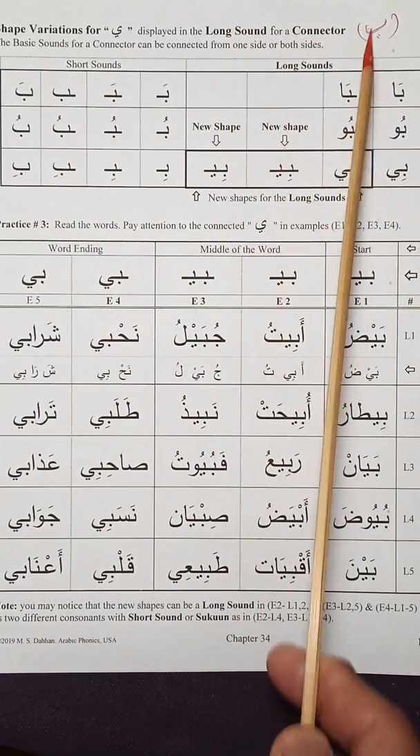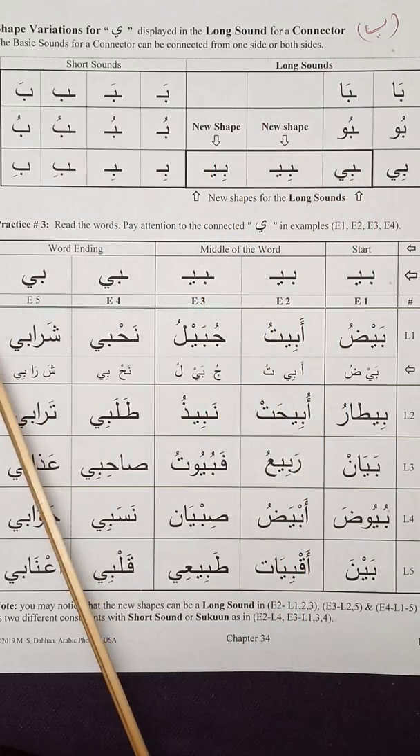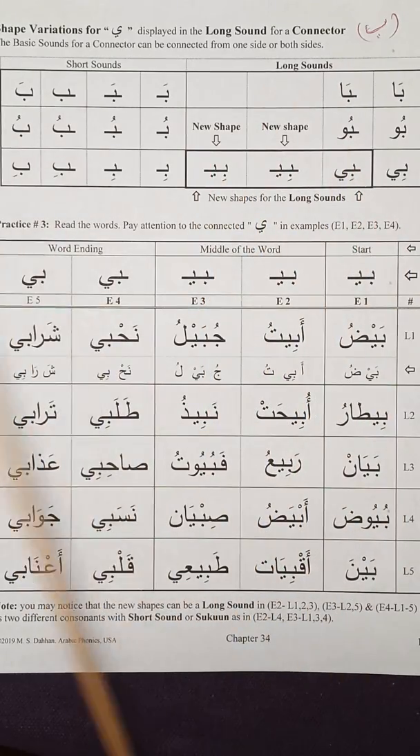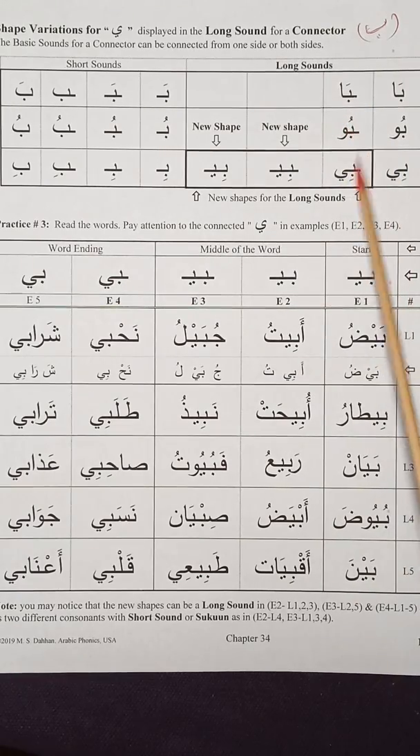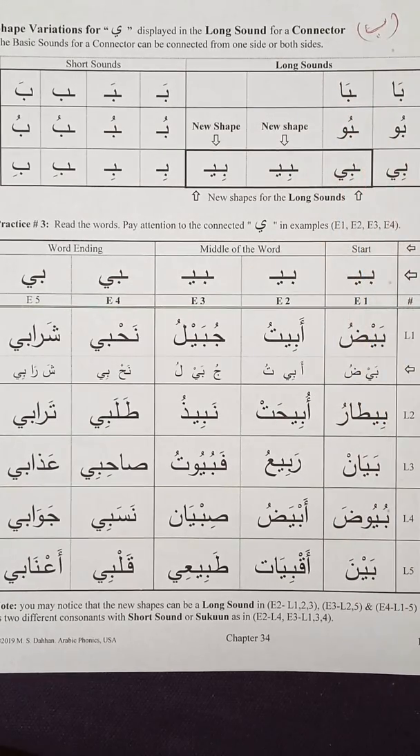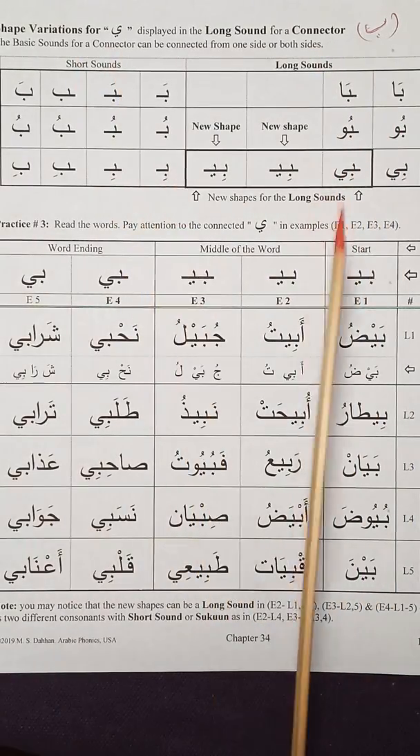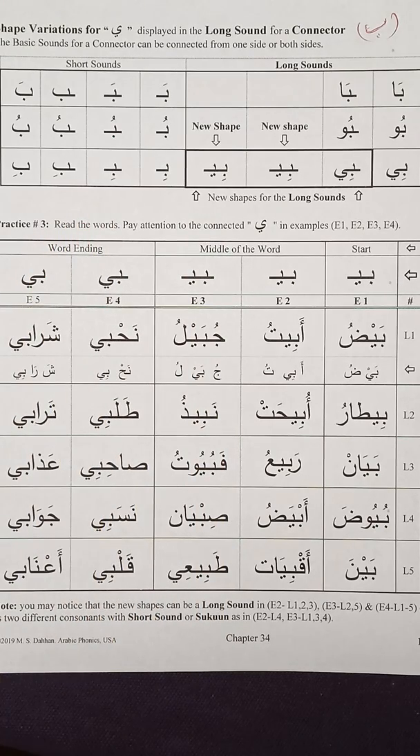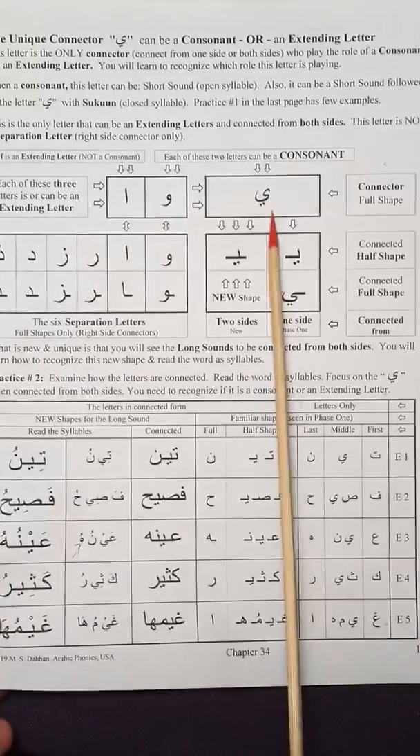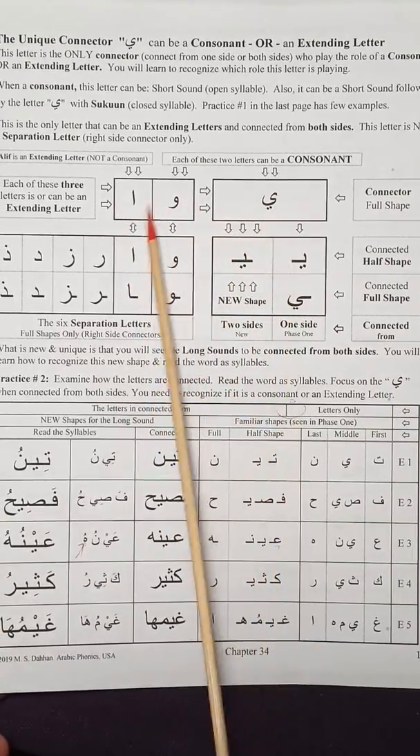That's a connector, which means connect from one side, other side, or both. So we have the ba boo B here. Here we have the ba boo B, but connected to something before it. So that's a shape you did not see before. And because this letter ya, I just said to you, it is a consonant and can be connected from both sides.